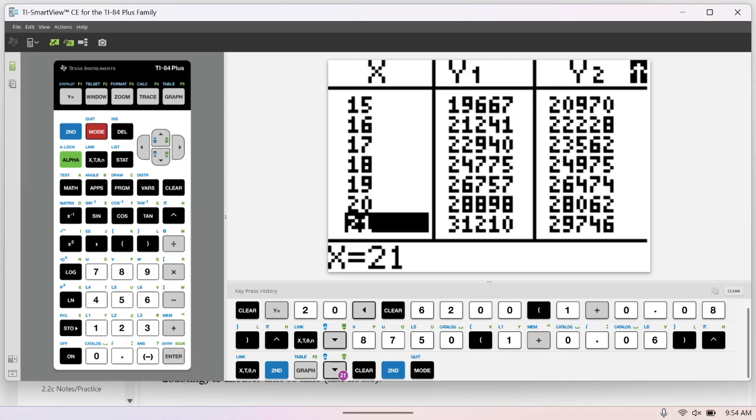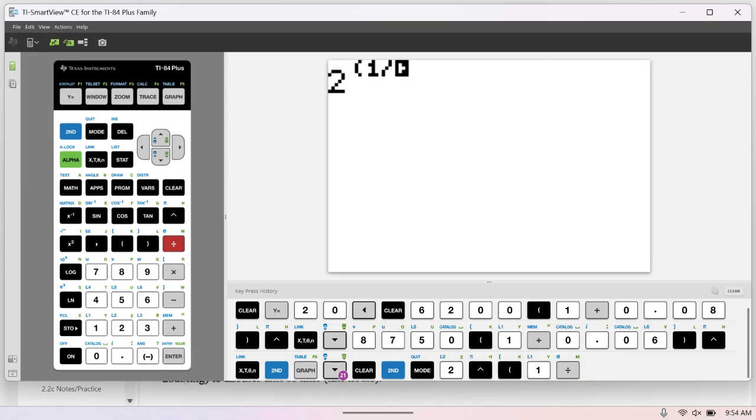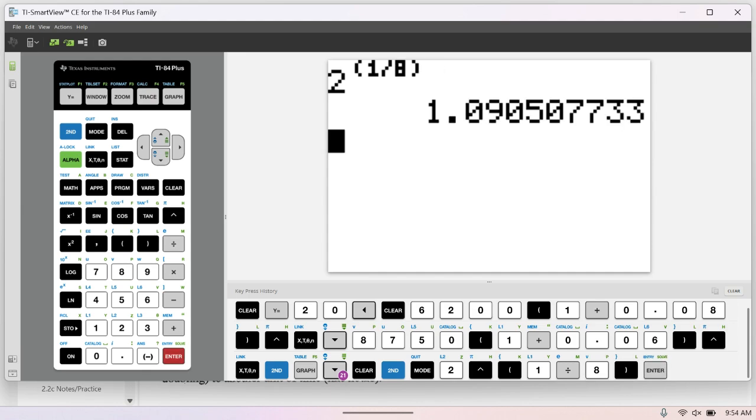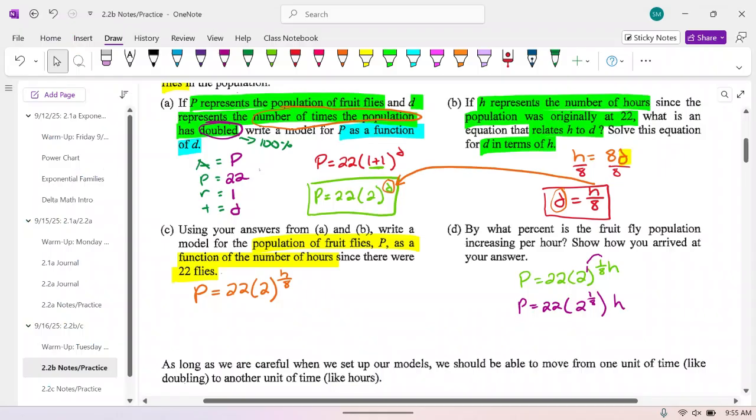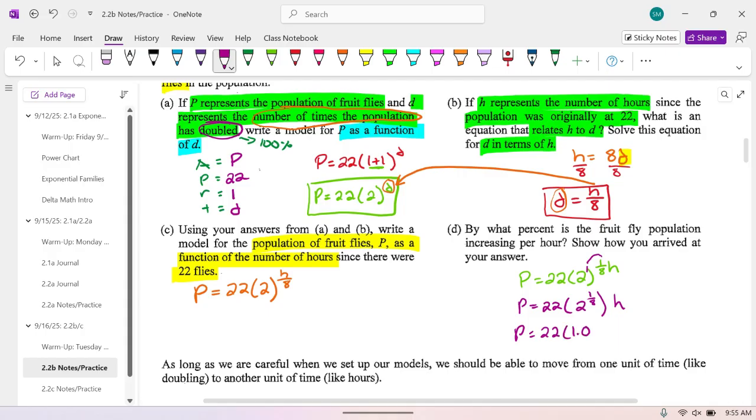If I put in 2 raised to the 1/8 and round it to 3 decimal places, it's about 1.091. So P now equals 22 times 1.091 raised to the H power. What we did, guys, is take this fraction and incorporate it into the exponent of our base. I created a new base, so that now I know that in 1 hour, we're multiplying by a growth factor of 1.091.